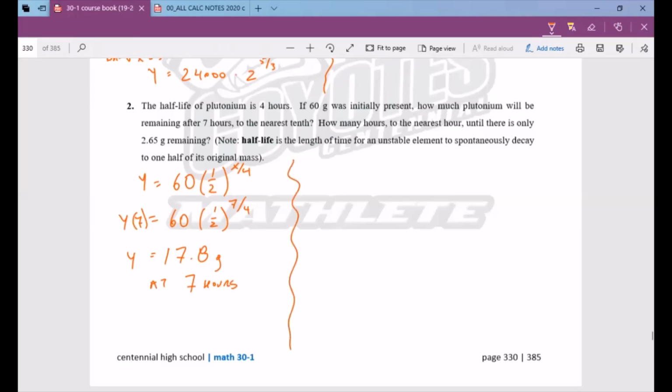The second part of this question is stating how many hours, to the nearest hour, till there's 2.65 grams remaining. So let's again start with y is equal to 60 times 1/2 to the x over 4. For this part, we now know that we have 2.65 grams remaining. So 2.65 is equal to 60 times 1/2 to the x over 4.